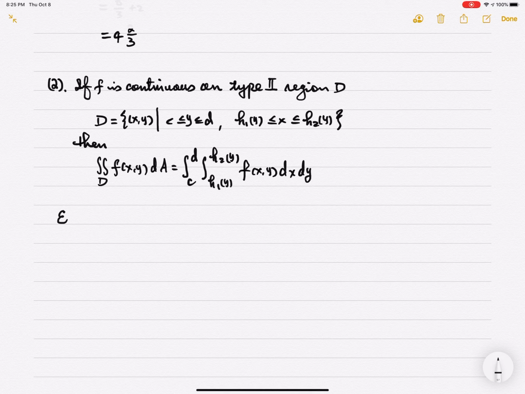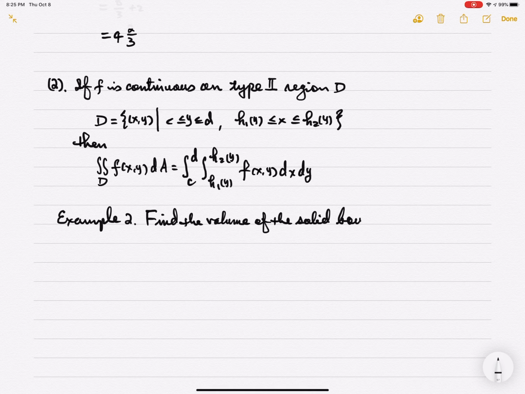So here we say example 2. Again, we say find the volume of the solid bounded by the cylinder, y squared plus z squared equal to 4.